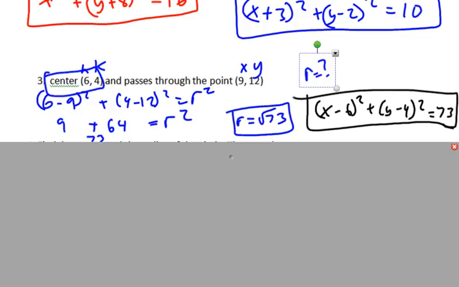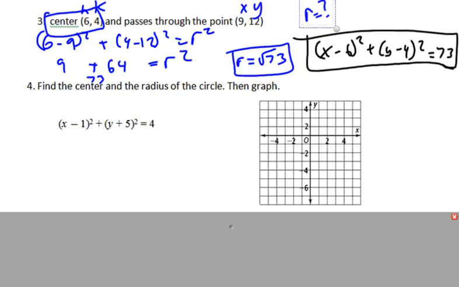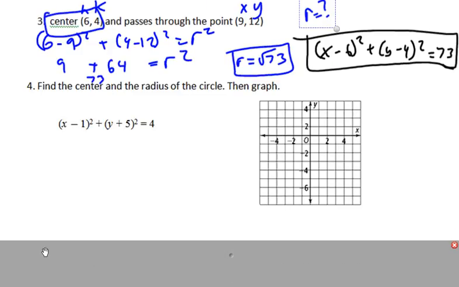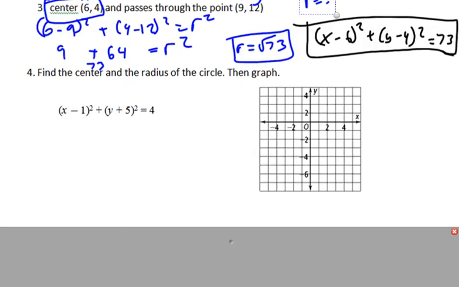There's our equation of that circle. Didn't take us too long, even without the radius. All right, moving on. Find the center and the radius of the circle, then graph. Okay, we're going to actually look at the formula this time.